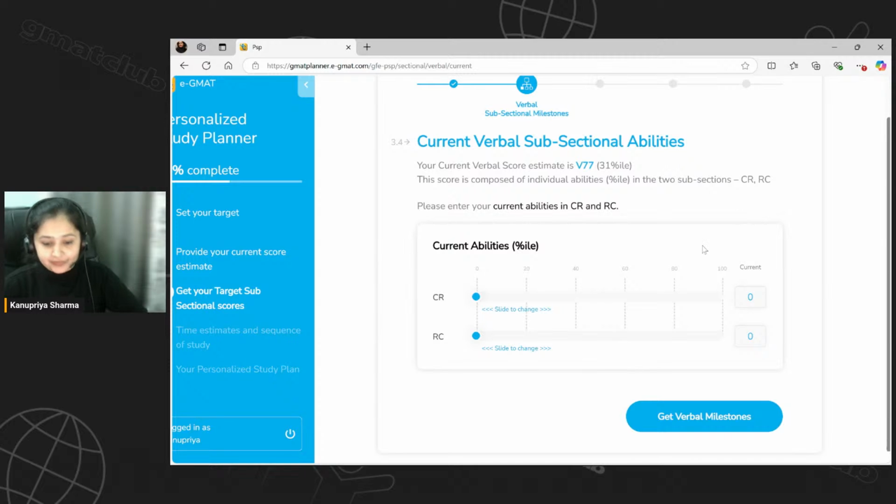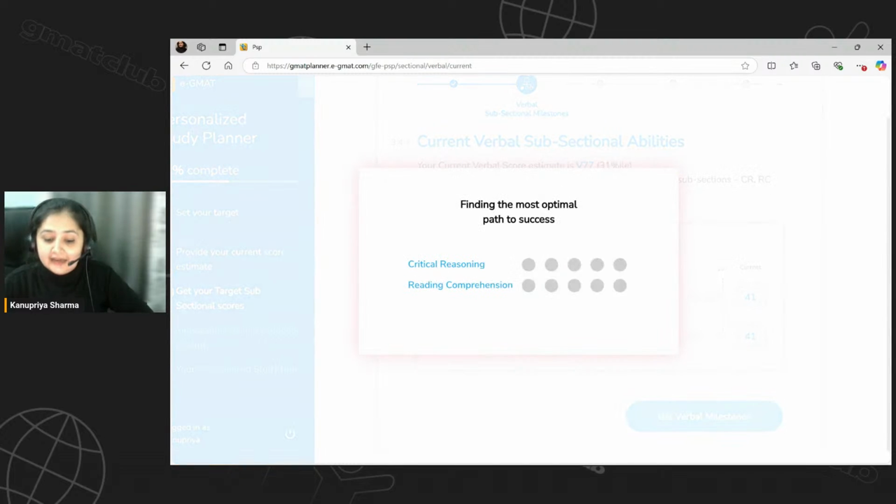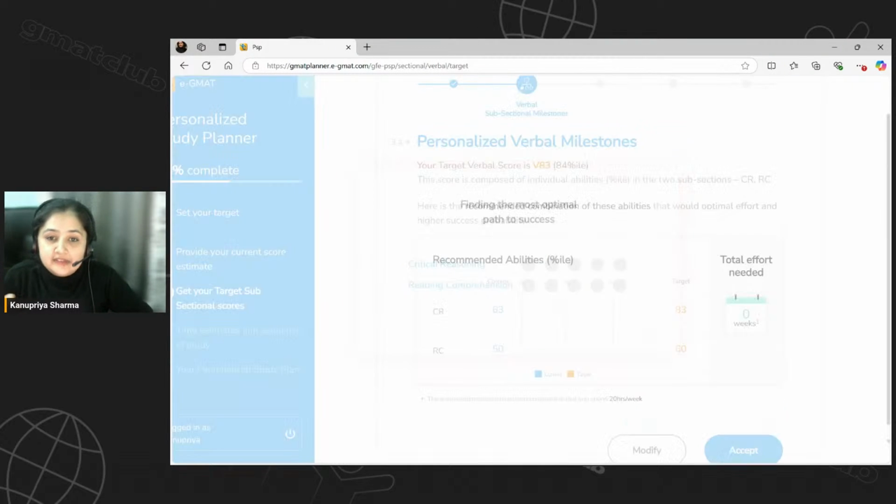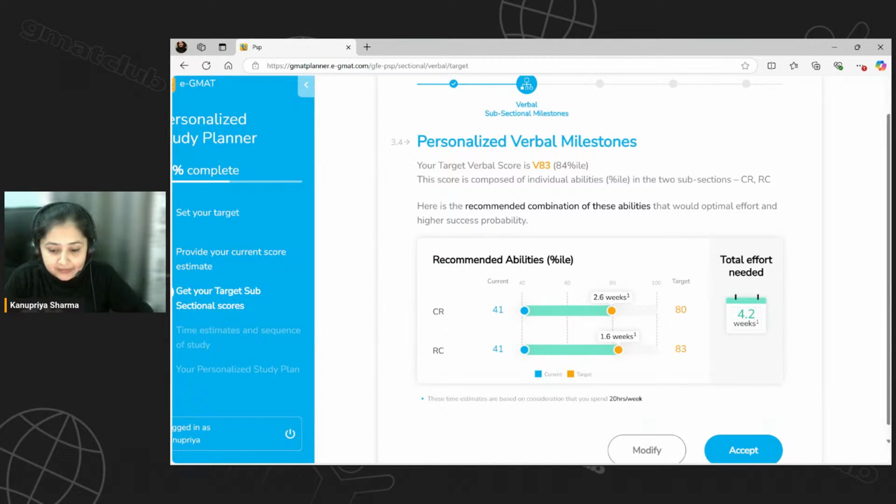Now, this is the basic step. In order to get to your target score, you should understand what your verbal, quant, and DI scores should be. Now, in order to get to that verbal target score, you need to understand what effort you need in CR and RC. So you will provide your current abilities in CR and RC, and accordingly, the system will suggest what should be the optimal target in these subsections, right?